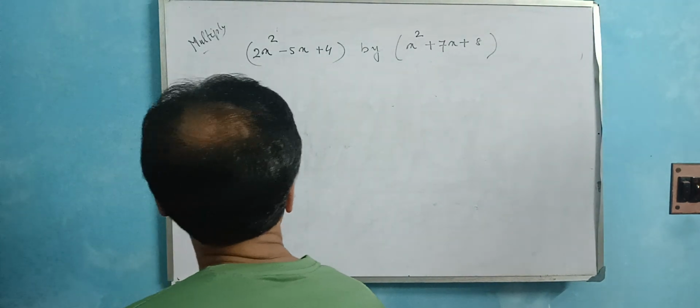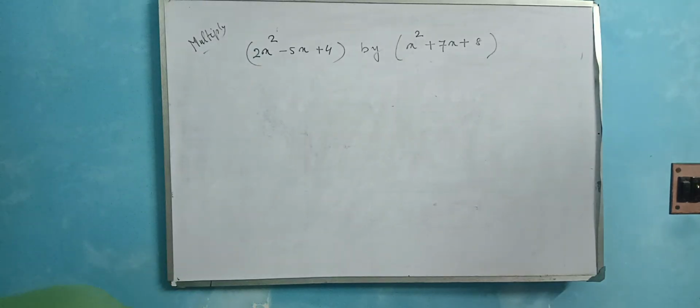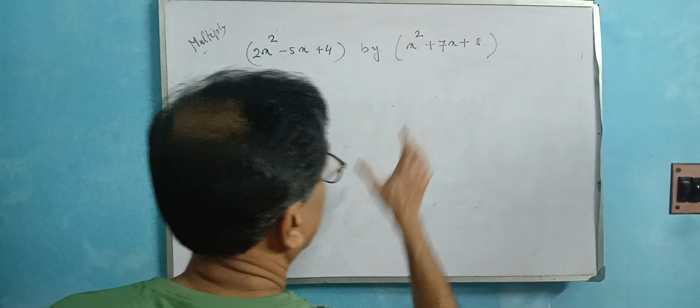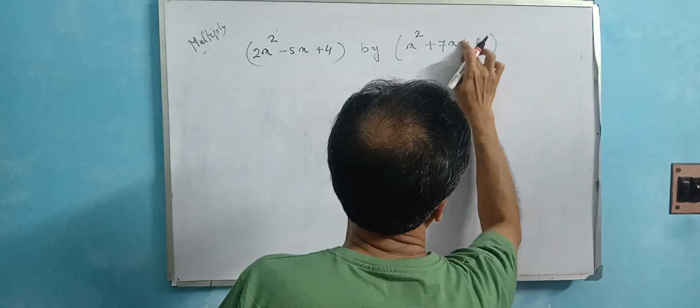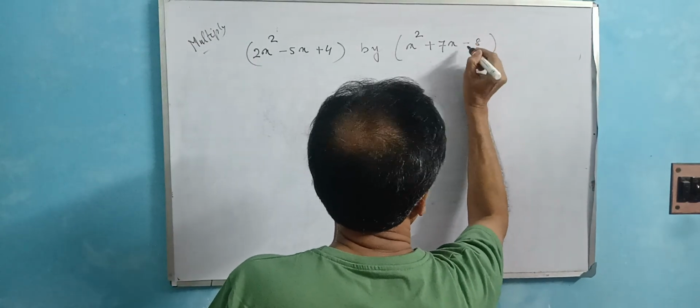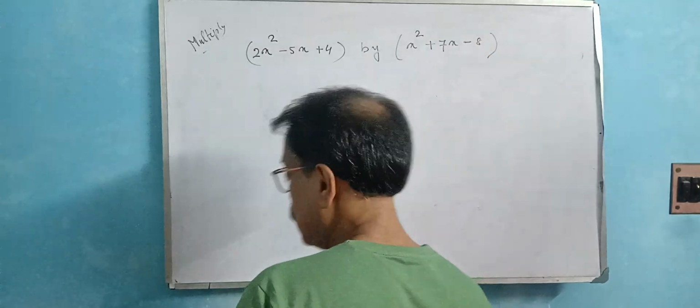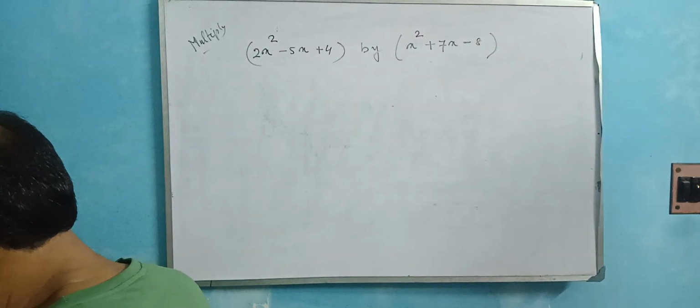2x square minus 5x plus 4 by x square plus 7x minus 8. Minus, the sum is minus 8. So here is minus 8. Okay, the sign is very important. Minus 8.